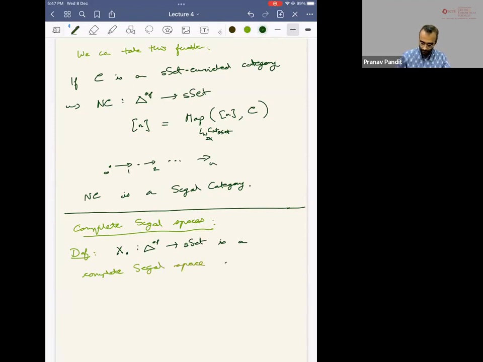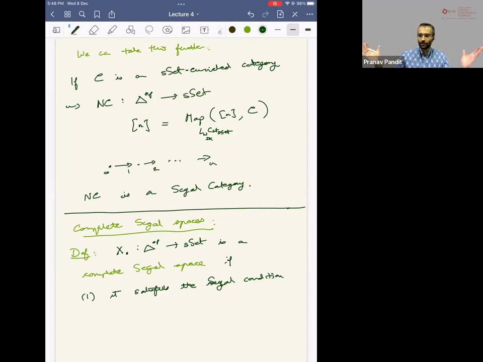if it satisfies the Segal condition, same as before. So I haven't changed this. But what I'm going to change is that I'm going to drop the condition that x naught is a set. So instead of x0 representing the set of objects, it's going to represent the infinity groupoid that I get by discarding all non-invertible morphisms in my infinity one category.